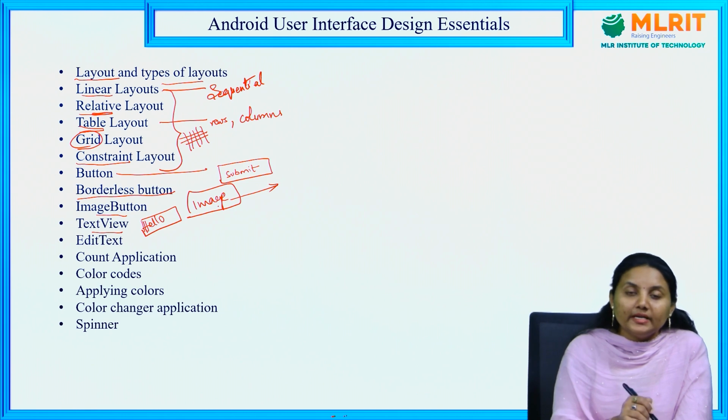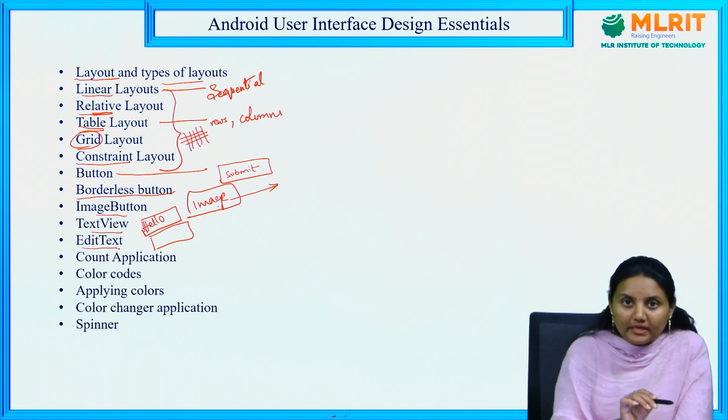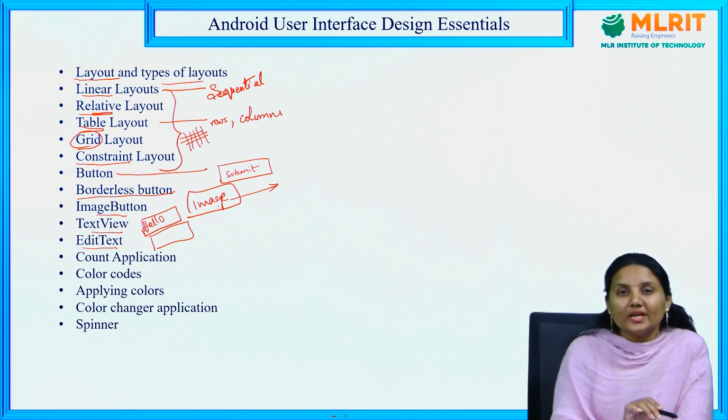You can't enter the text, which cannot be edited. So that is named as a text view. But the text which can be edited by the user, that is the edit text. So the difference between text view and edit text is, text view only displays, and edit text is where you can edit the text.